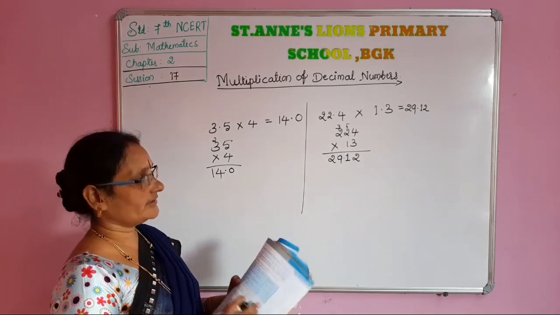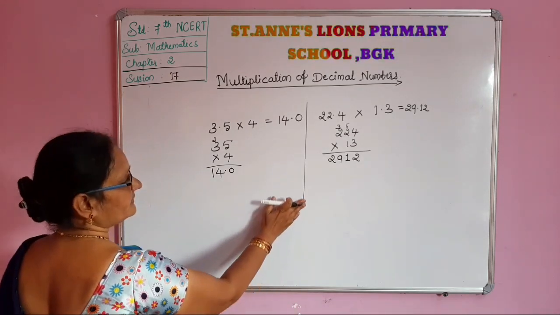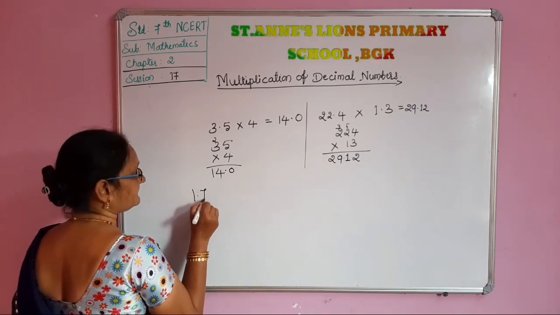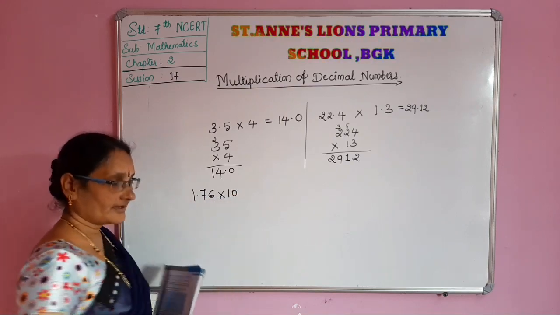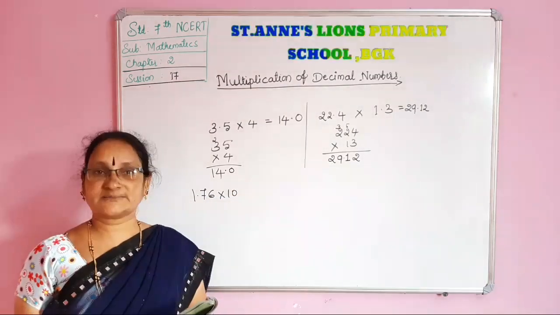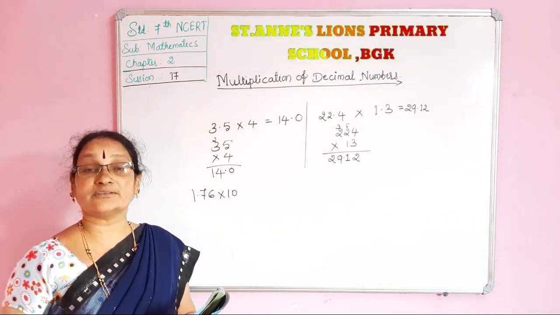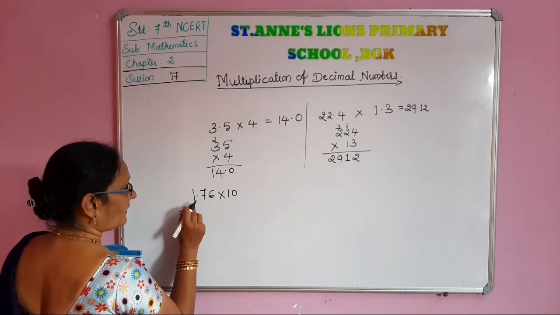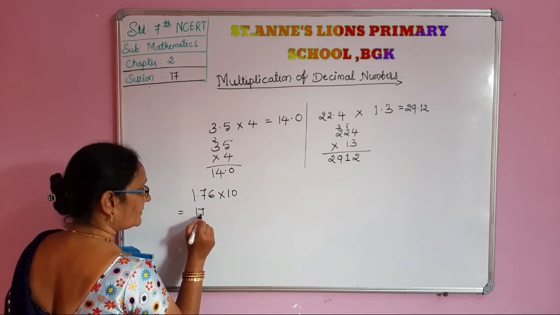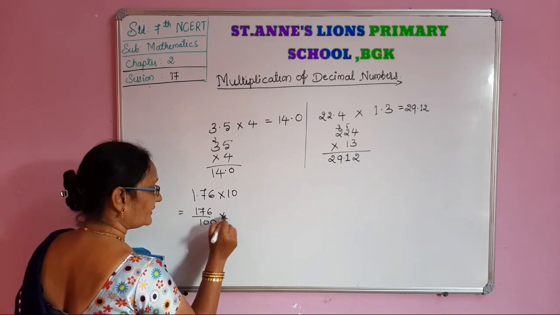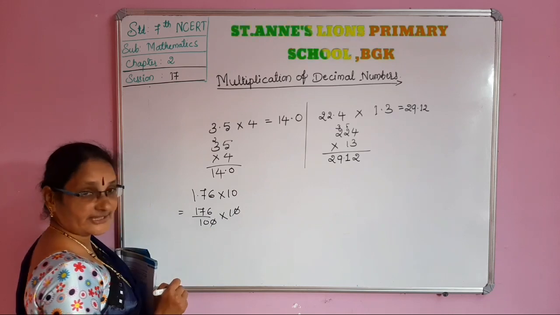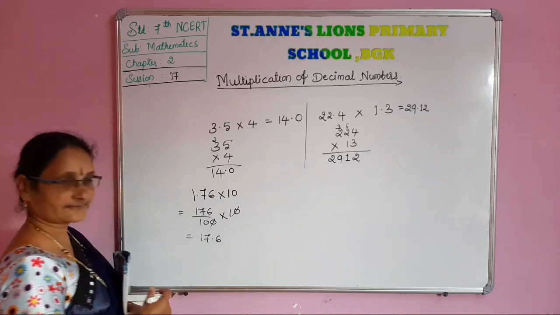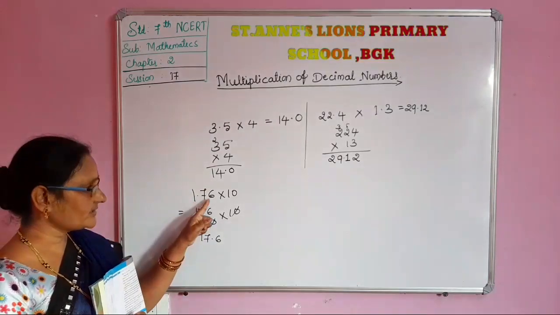Then one more very important thing here, and that is one of the tricks also. See how to do it. Suppose 176 into 10. This is multiplication of numbers by 10, 100 and 1000. Very easy. See now what happens. 1.76 means 176 by 100, into 10. The 10 and 100 cancel. 176 by 10, how can we write? 17.6. See here, this is 1.76.